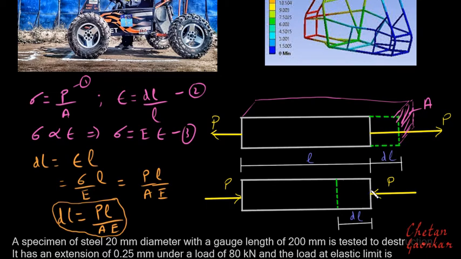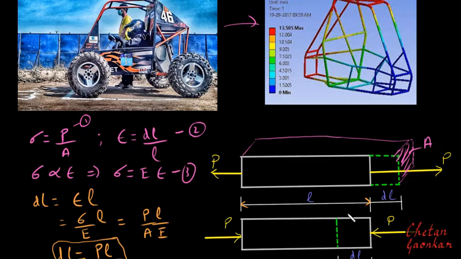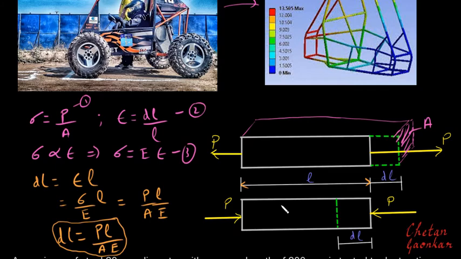Now, even in case of compressive loading, since the original length was L, and since the compressive loads are applied at the two ends of this bar, we will try to shorten or compress this bar. So this is basically shortening of the bar. And if the original length was L and the change in length is dL after applying this compressive load, then this change in length can be found out by the same formula.